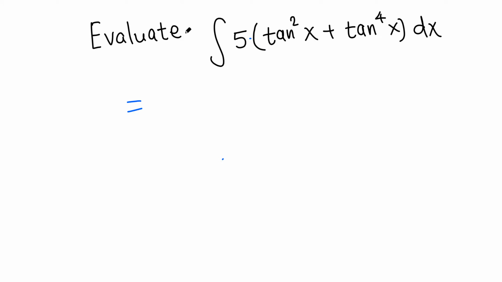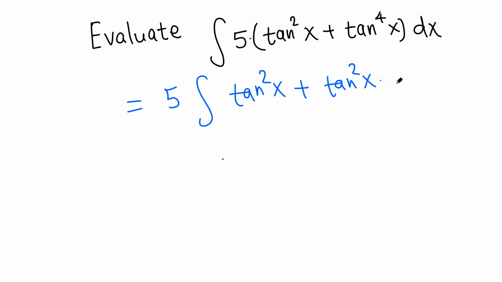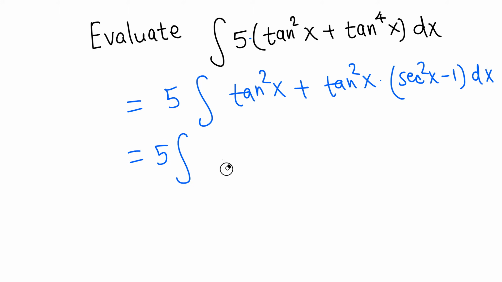So I can simply pull 5 outside. Inside is now tangent squared plus tangent to the fourth, which is tangent squared times tangent squared. And I'm going to write that tangent squared is secant squared minus 1. Okay, tangent squared is secant squared minus 1. Now let me distribute that. So 5 all the way outside, and we have tangent squared here. We'll take care of this later. Plus this times, meaning distribute, so tangent squared times secant squared.